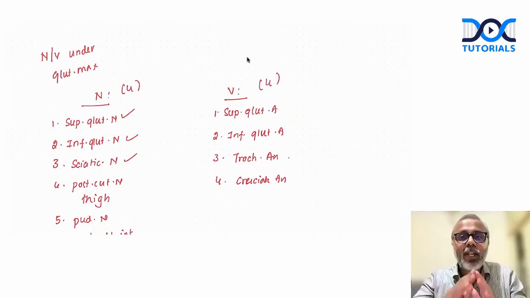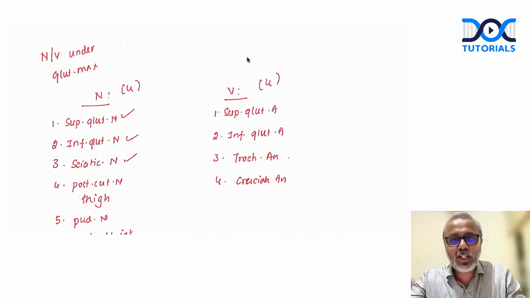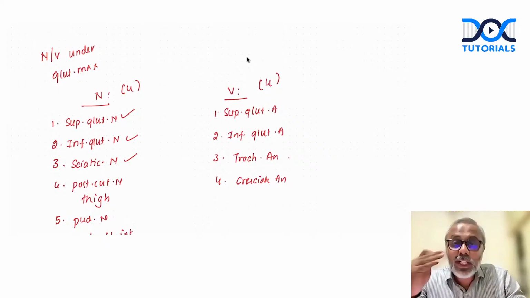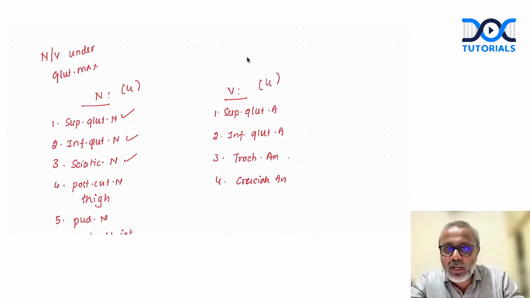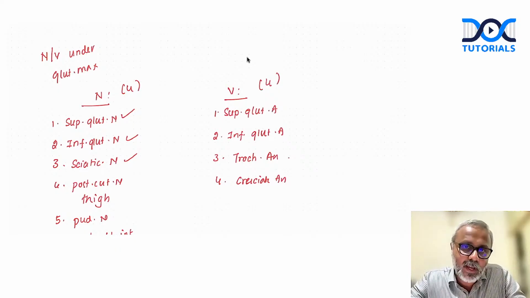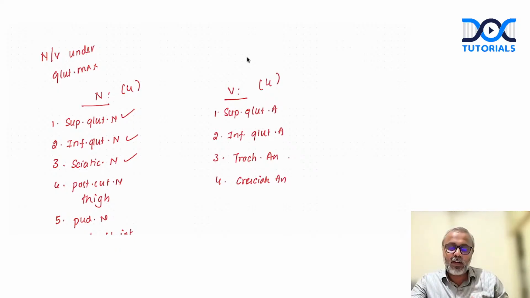So what is superior gluteal nerve? What structure does it supply? What is inferior gluteal nerve? What muscle does it supply? What happens if this muscle is paralyzed? What is sciatic nerve? What are the muscles supplied by it? What happens if this is paralyzed?